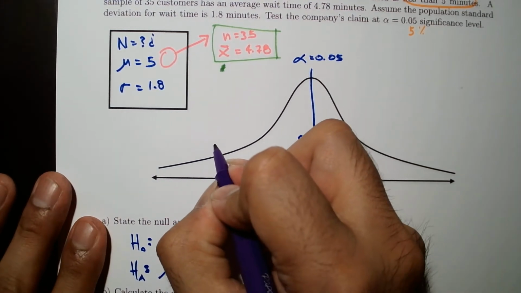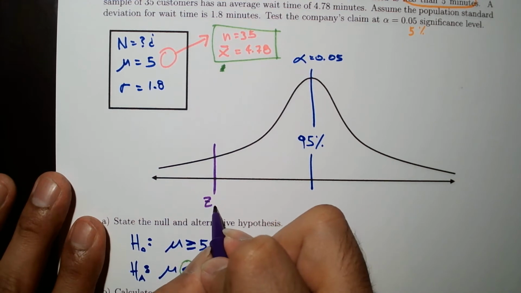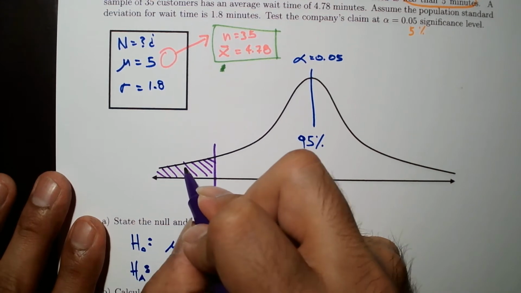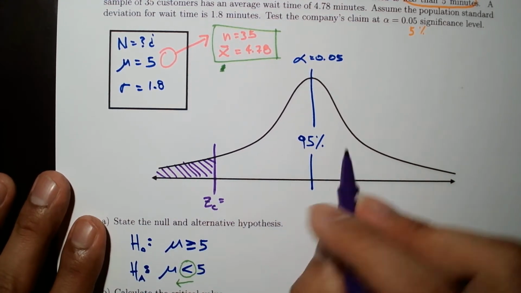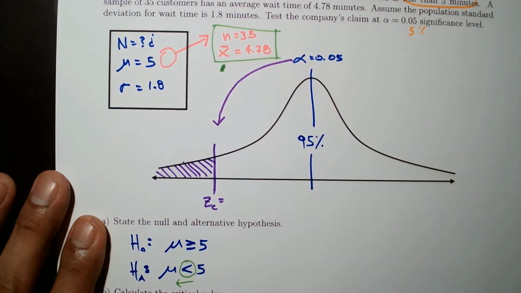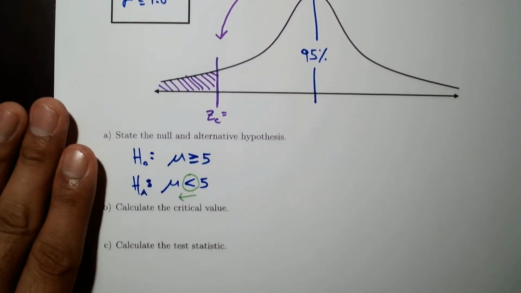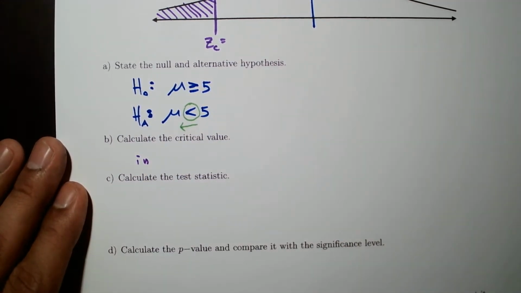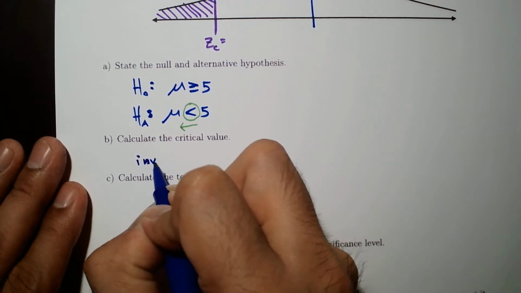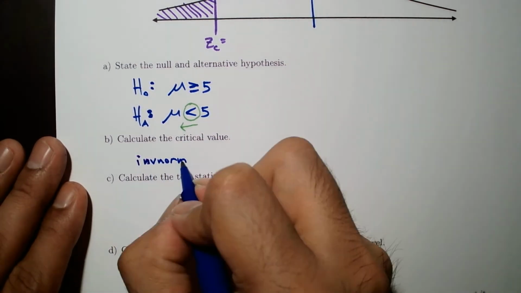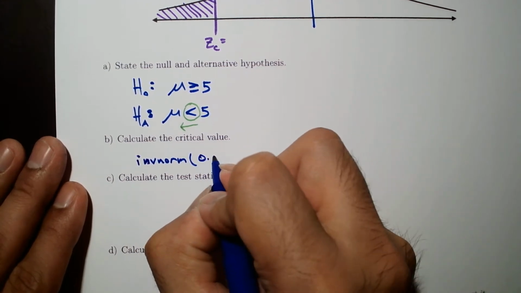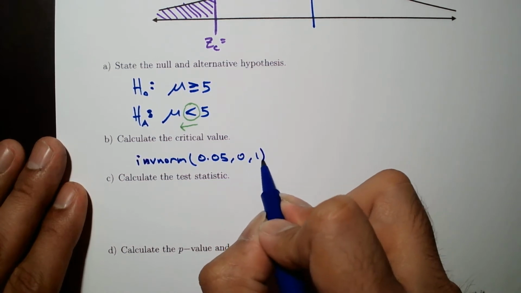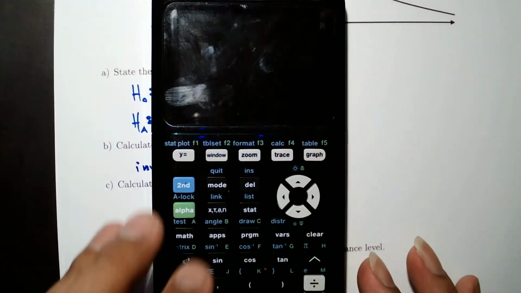Okay, so I'm going to find a critical value related to alpha 0.05. And we get that by using our graphing calculator, inv norm of 0.05. And again, on your calculator, you will see this 0 and this 1. Okay, so I'm going to show you again how to get that.